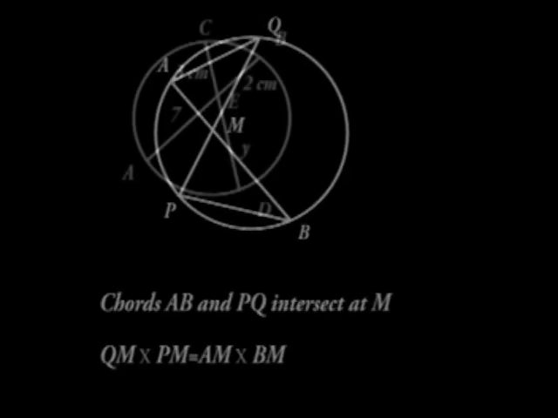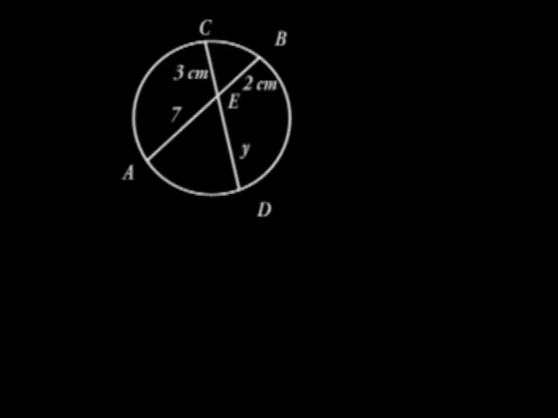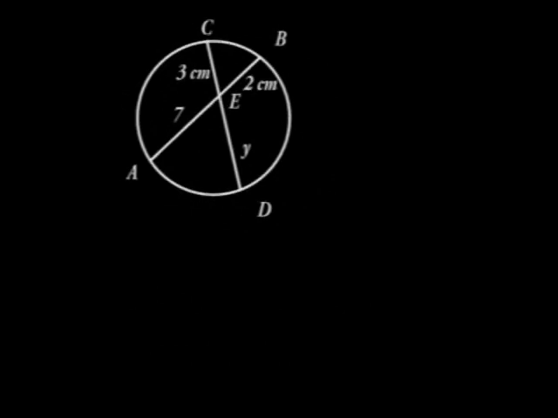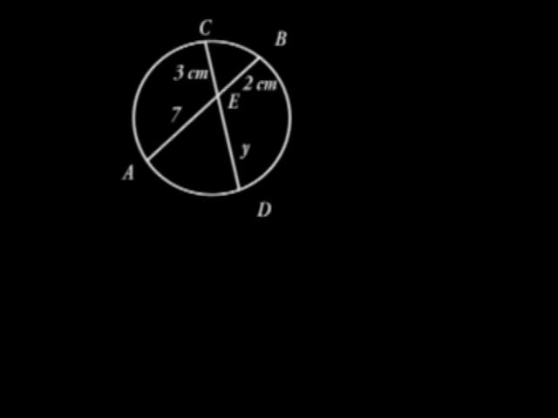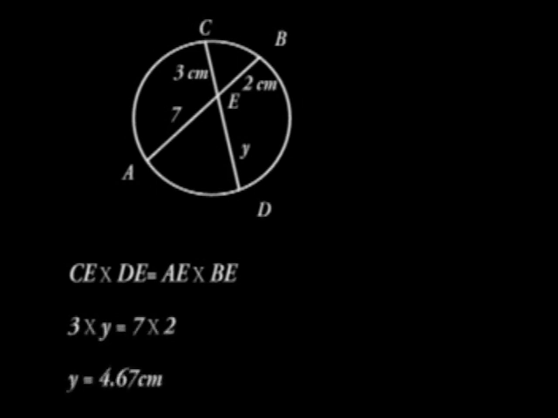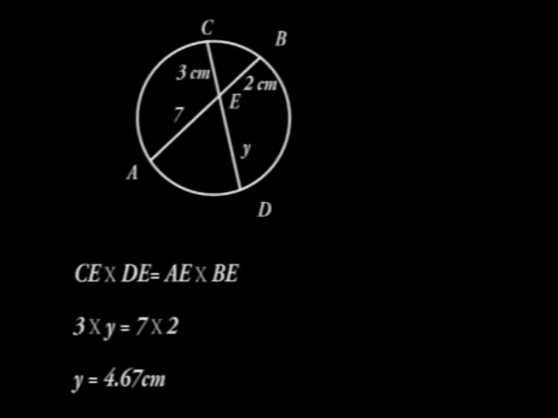For example, find the length Y in the figure below. Using the above convention, CE times DE will be equal to AE times BE, and 3 times Y is 7 times 2, and Y is 4.67 centimeters.